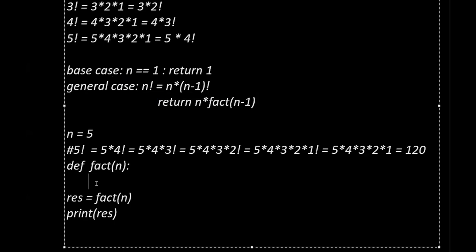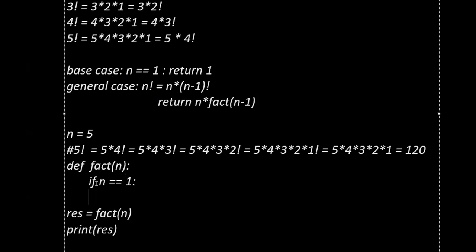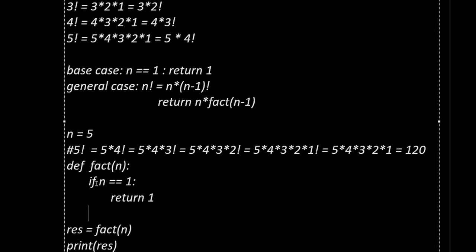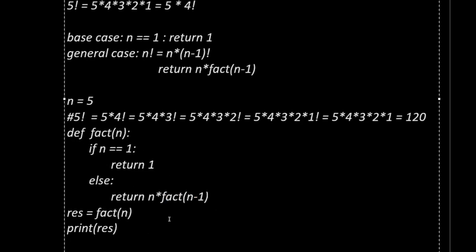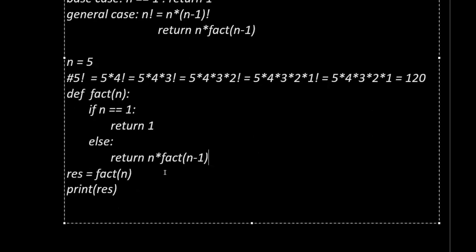When do I need to stop, sir? If n is 1, in that case I need to stop and return the value 1. And in the else case, I need to write the general case: return n into fact of n minus 1. So I'm again calling my same factorial function to find the factorial of n minus 1. This is how we can find the factorial of a given number.